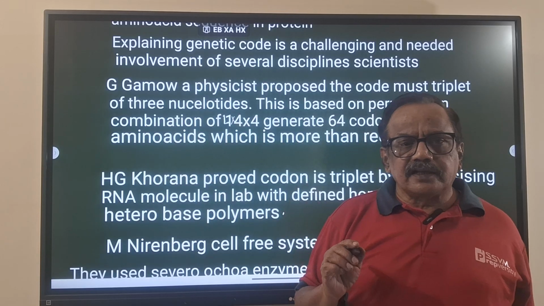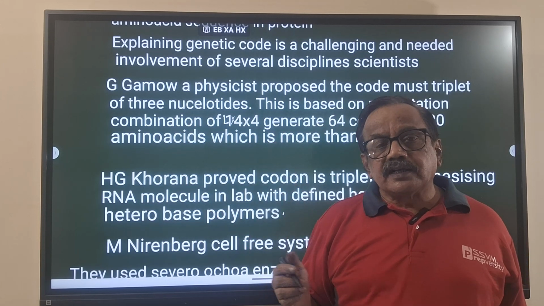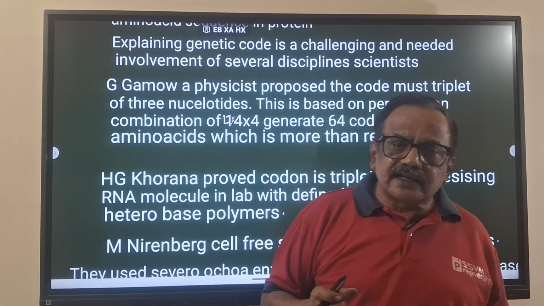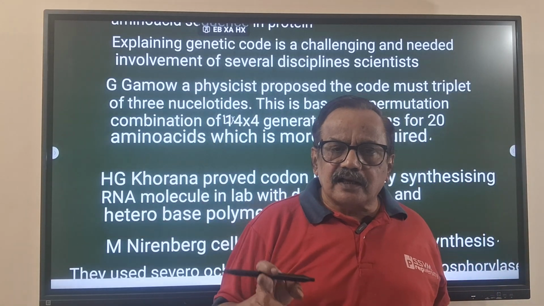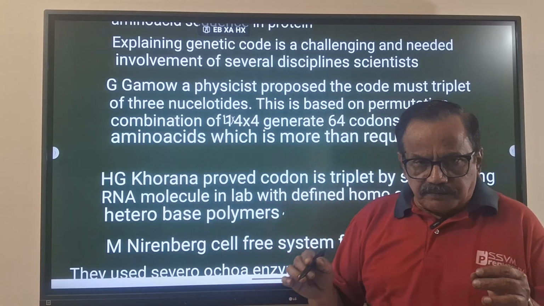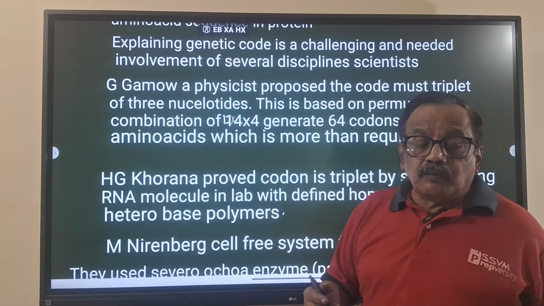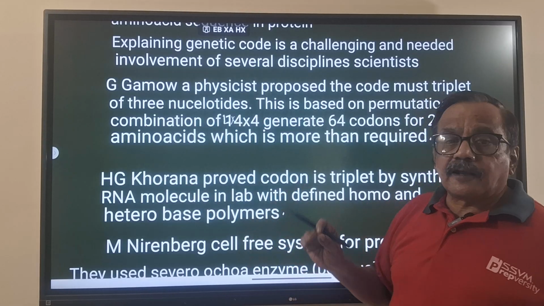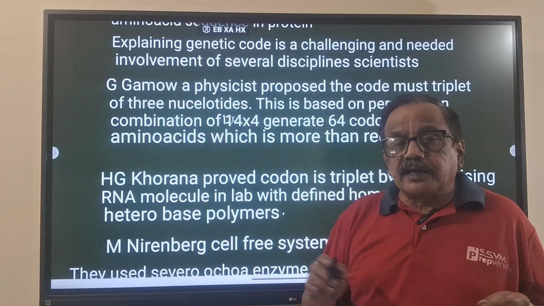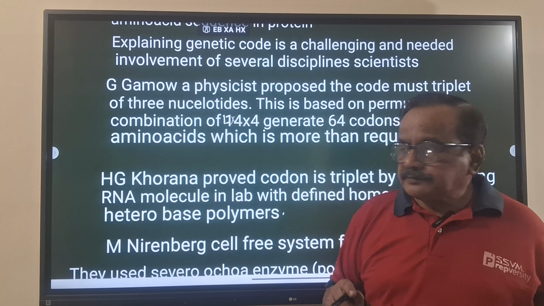UUC, that is also phenylalanine. But UCU, what is that? Serine. That is a copolymer. Like that it is done. It was proved by Khorana that the genetic code is triplet. The triplet was proposed by Gamow and proved by Khorana. How? By forming and synthesizing the RNA molecule in the lab, instrumentally formed.